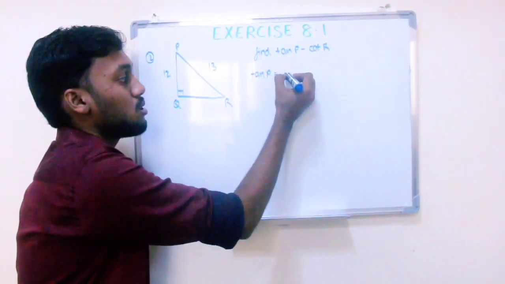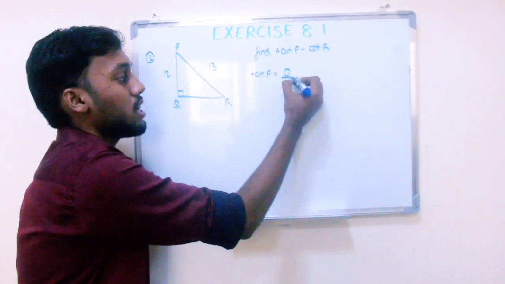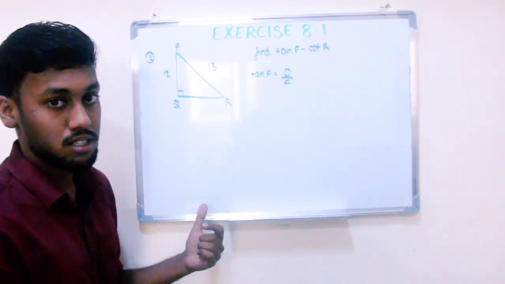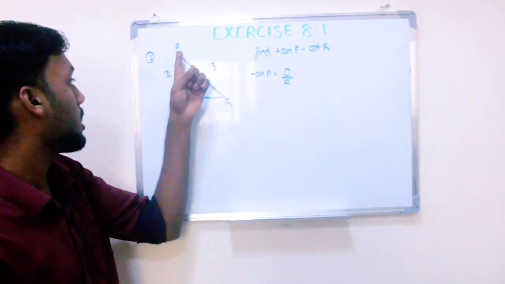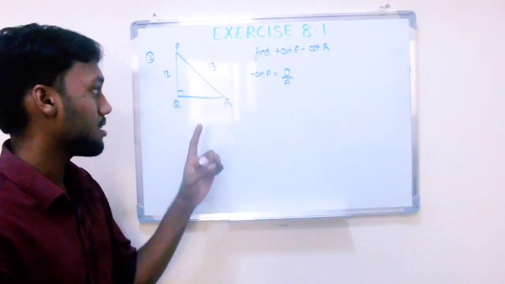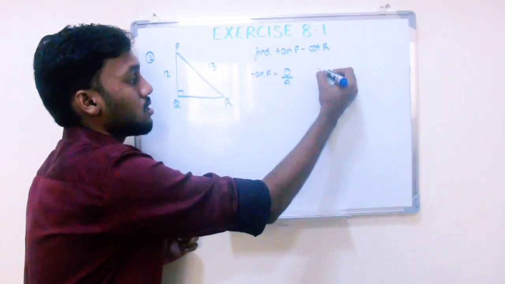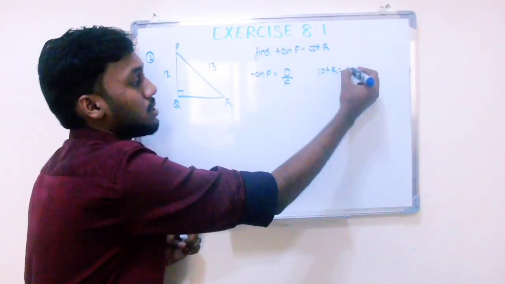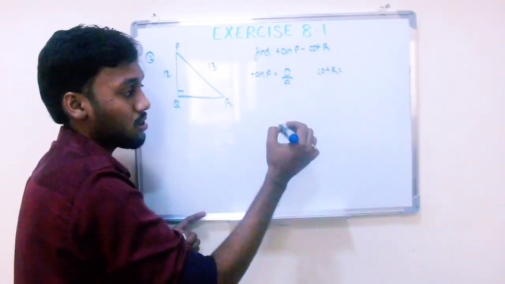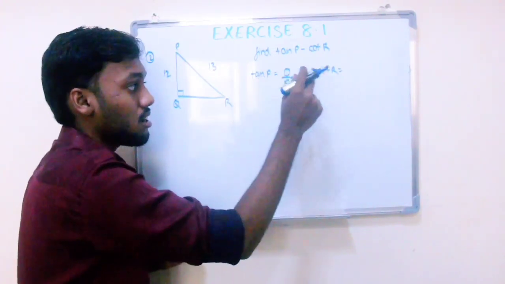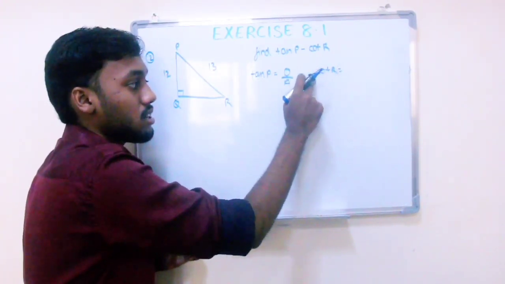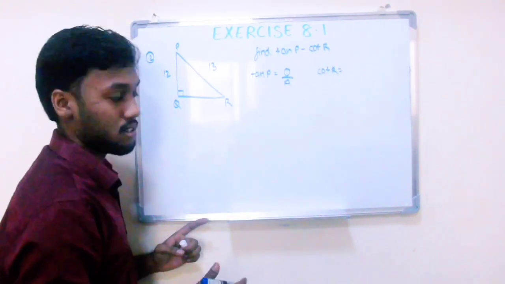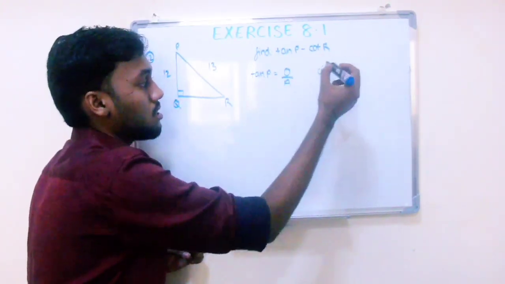Tan P is equal to O by A, right? Opposite side by adjacent side with respect to which angle or which vertex? Angle P, right? And what is cot R? Cot R is equal to the reciprocal of tan, that means the reciprocal of tan R, not tan P. The angle you are concerned with, with respect to that trigonometric function only you should take it. So 1 by tan R is cot R.